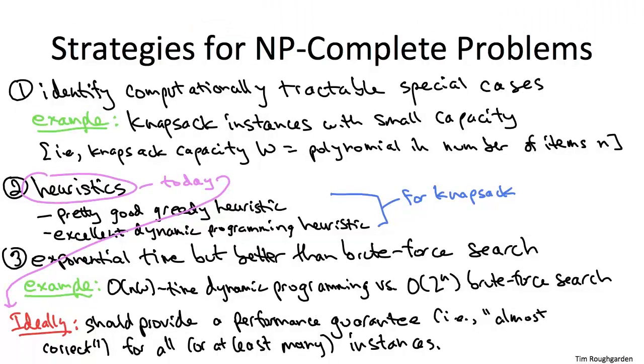Local search is probably the preeminent example of this type of heuristic, something like the k-means algorithm for clustering. But for the problem we're going to talk about today, we're going to seek out heuristics that have worst-case performance guarantees.